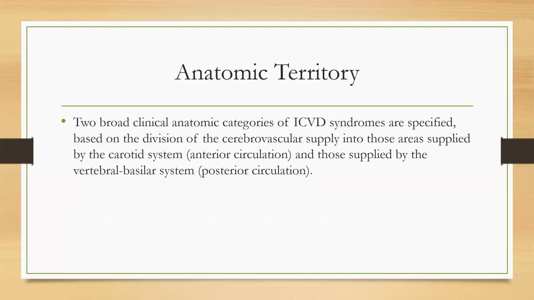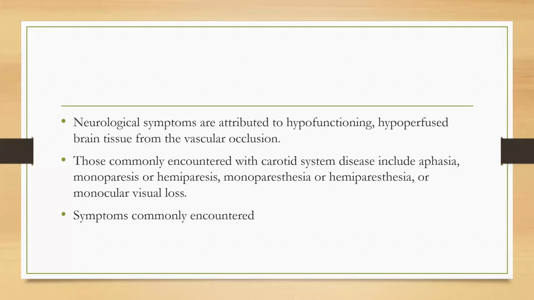Now the anatomical territory. The two broad clinical anatomical categories of intracranial vascular disease syndromes are specified based on the division of cerebrovascular supply into those areas supplied by the carotid system, that is the anterior circulation, and those supplied by the vertebrobasilar system, that is the posterior circulation. Neurological symptoms are attributed to hypoperfused brain tissue from vascular occlusion, and those commonly encountered with carotid system disease include aphasia, monoparesis or hemiparesis, monoparesthesia or hemiparesthesia, or monocular vision loss.